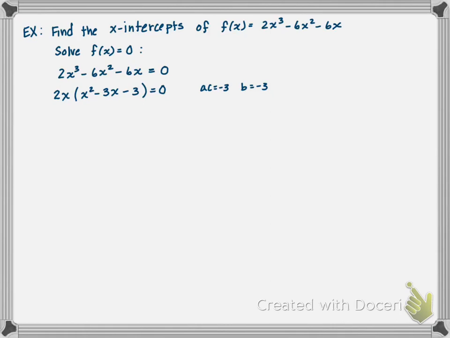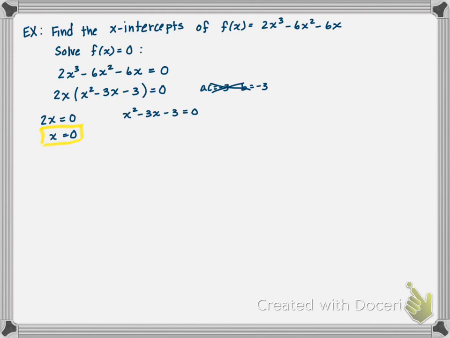To get an AC of negative 3, my only possibilities are 3 and negative 1, or negative 1 and 3. And neither of those adds to negative 3. So I can't factor that, so I'm ready to break up my factors. So I have the product of two factors equal to 0, so that means that either 2x is equal to 0, or x squared minus 3x minus 3 equals 0. So on the left, dividing by 2 gives me x equals 0, so that's one of my solutions.